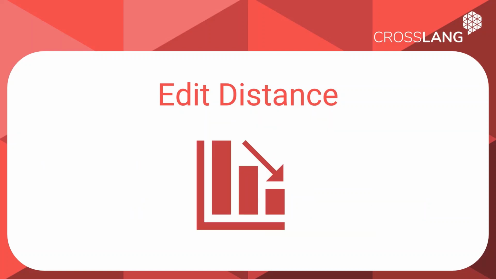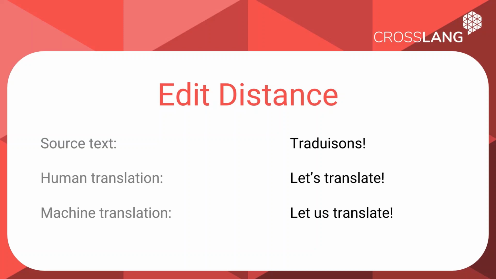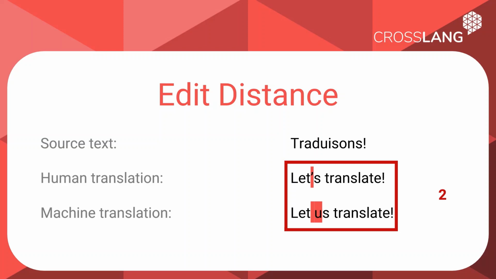The lower the edit distance score of a document, the better the machine translation quality. Have a look at this example of edit distance counting. We calculate the edit distance based on the difference between the translation by the MT engine and the translation by a human. 2 character edits are needed to go from one sentence to the other one. Based on this count, the edit distance between the 2 sentences is calculated.